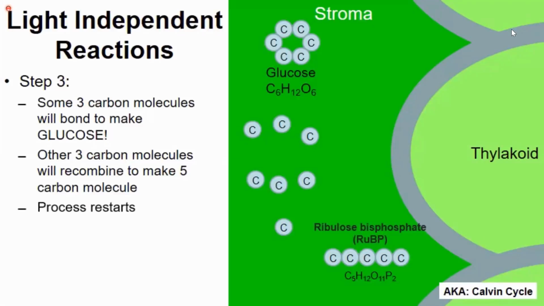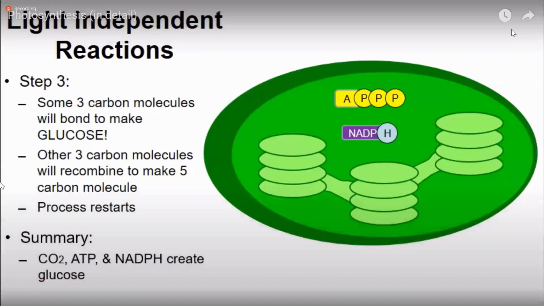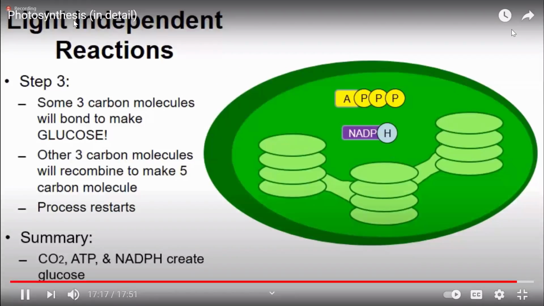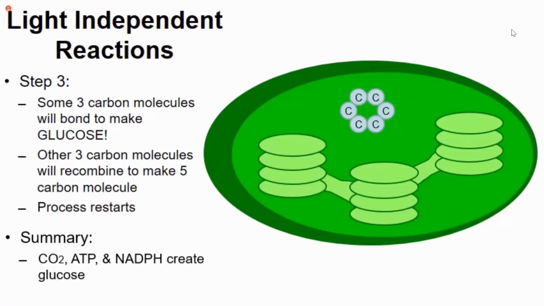The process simply restarts because carbon dioxide will bond with this 5-carbon RuBP. When they bond, they make that short-lived 6-carbon molecule that we mentioned earlier. And the process repeats itself. So to summarize the light-independent reactions, carbon dioxide, ATP, and NADPH are going to create glucose. So when carbon dioxide is added to the ATP and NADPH from the light-dependent reactions, with the help of enzymes, you have simple sugars such as glucose created.